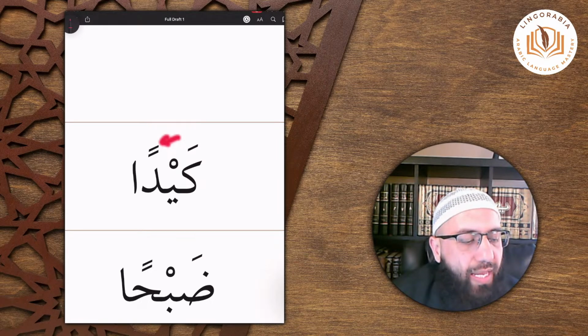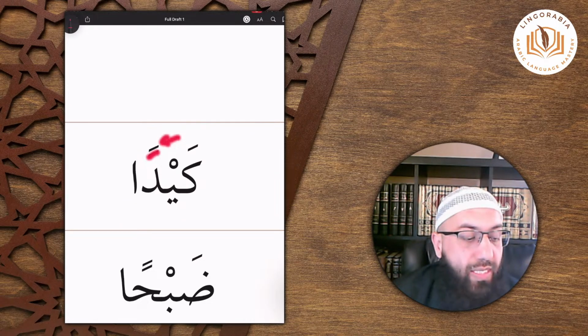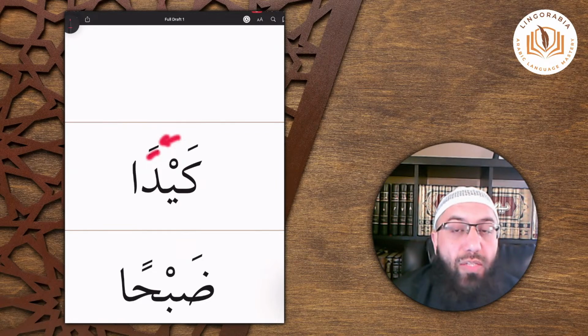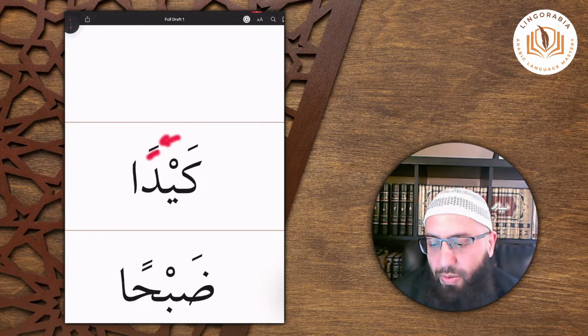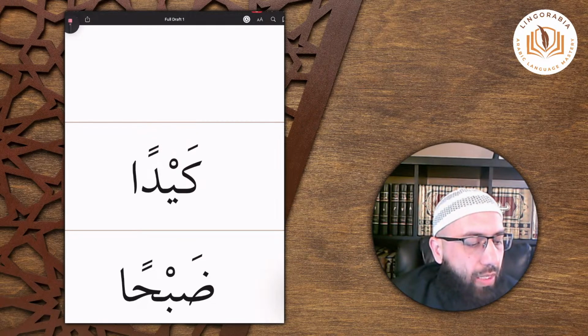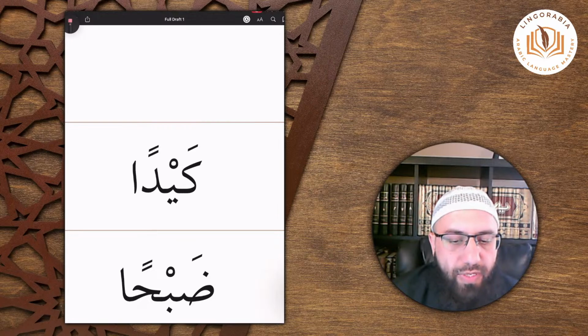So the first haraka, this one, is the vowel of the letter, and the second is the indicator that there is a non-vowel noon in pronunciation. So this is how you should see it. And this is a revision from the previous lessons, guys.